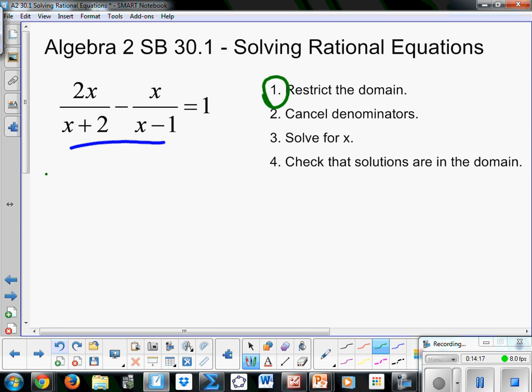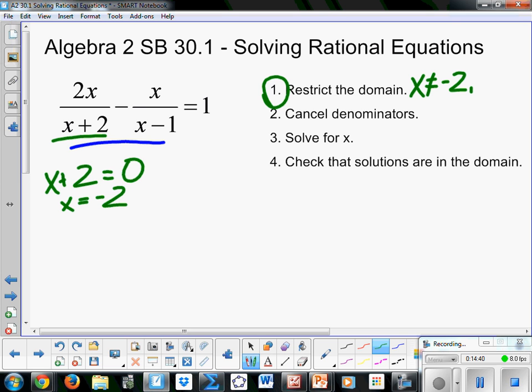But we do have to set x plus 2 equal to 0 and say x equals negative 2, which means negative 2 will make our denominator equal to 0. It will make that term undefined. So that cannot be part of our domain. So x cannot equal negative 2. It also cannot equal, if we look at x minus 1, set that equal to 0, x equals 1. That's the other number that is not part of our domain.